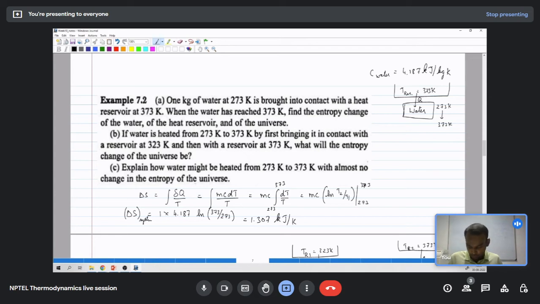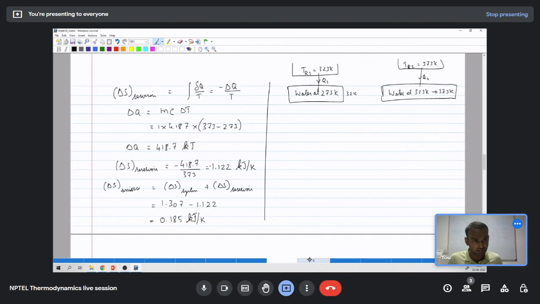Okay, so again we have to calculate the system change in entropy and the change in entropy of the reservoir, and then we can calculate the change in entropy of the universe. To calculate the change in entropy of the system, it is again the same, because the entropy of the system is a point function, so it depends only upon the initial and the final temperatures.